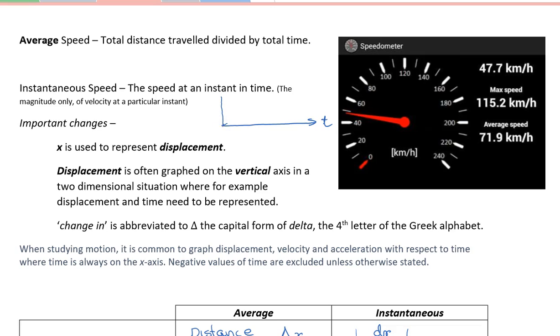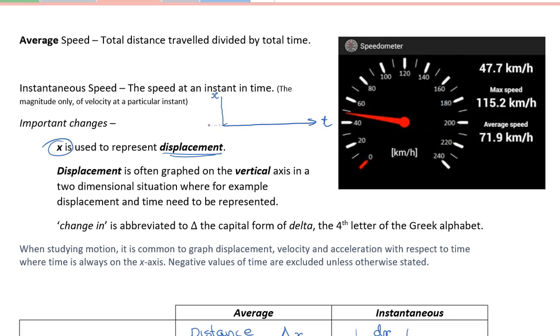But what becomes quite confusing is that for some reason the scientists chose to call displacement, or they chose to use the letter x. So if I'm graphing displacement here, rather than calling it d for distance, they're going to call it x. If you see an x on this axis, you now have to realise you are measuring displacement on that axis. And like I said, almost the most common thing that will occur on the horizontal axis will be time.